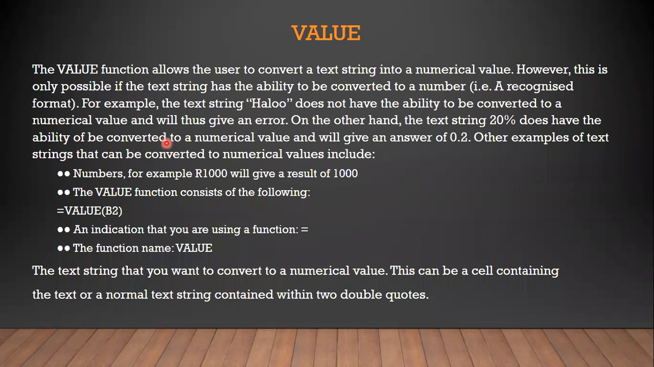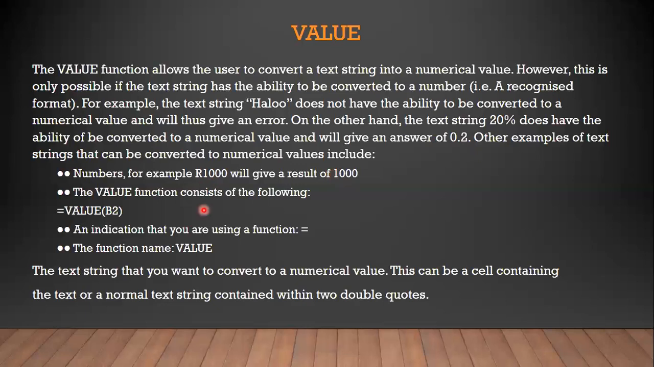Okay, so let's look here again. The text string 20% does have the ability to be converted to a numerical value and will give an answer of 0.2 if I convert it. Let's see some other examples of text that can be converted. Numbers, for example, 1,000 Rand. Okay, so it is going to drop the currency R and just give me the result of 1,000.